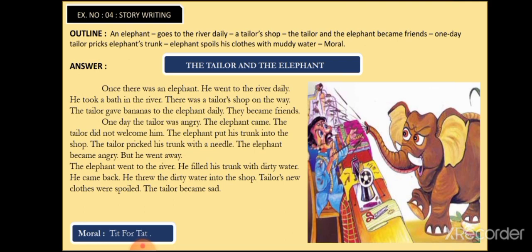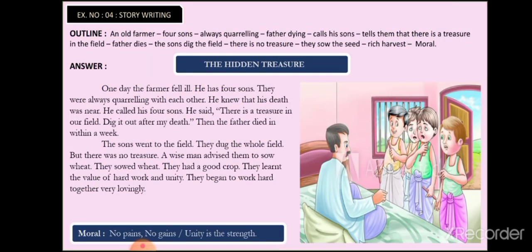So, students, I hope you all understood these stories and enjoyed this video. Just write it down in your notebook. And this is our last story. Outlines are given, and the heading is The Hidden Treasure. The story name is The Hidden Treasure. We will go through with it.